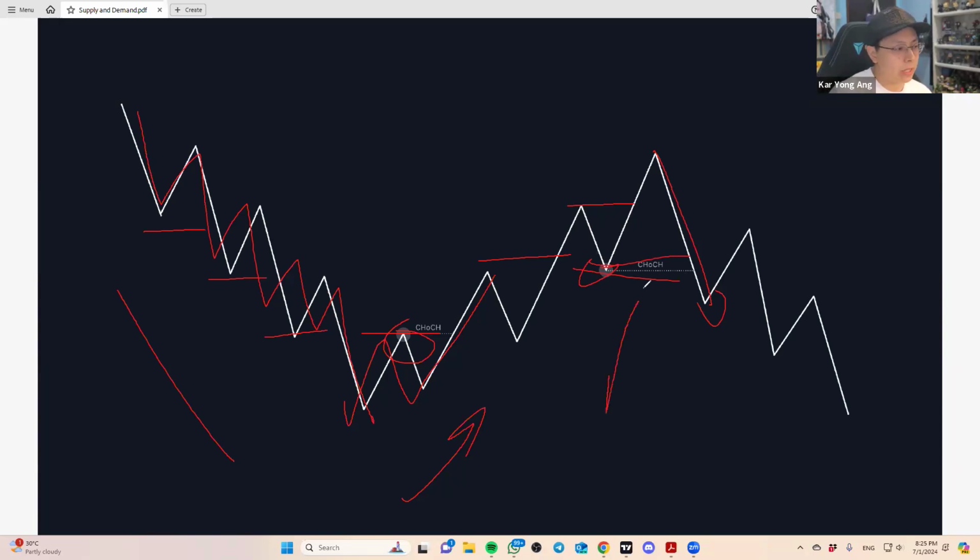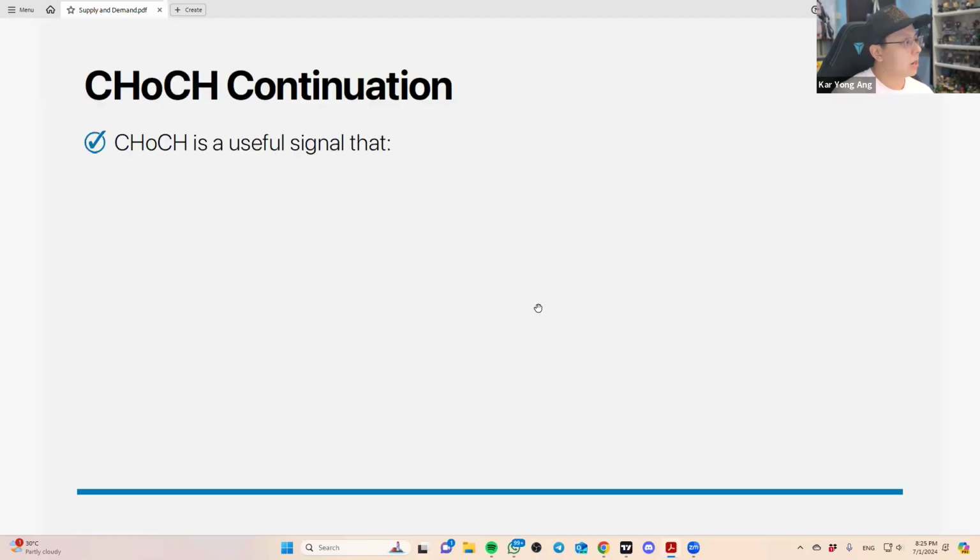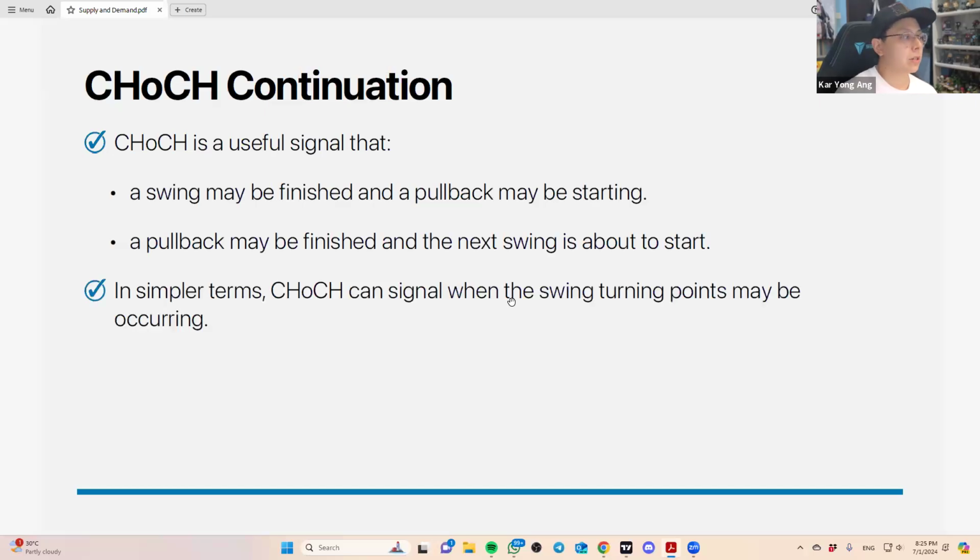The only difference is we can label it differently, because that's a bullish shift to bearish. The first clue, the first sign that the market is shifting, we put it as change of character. So that's basically it. The whole understanding of change of character is quite similar. Change of character has two indications.